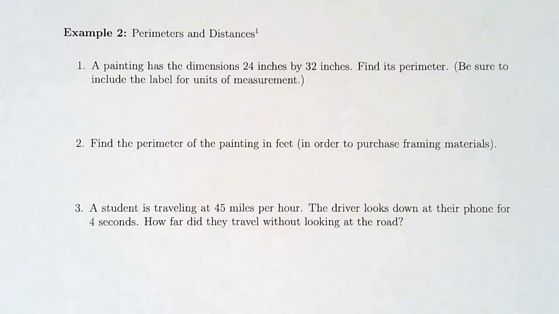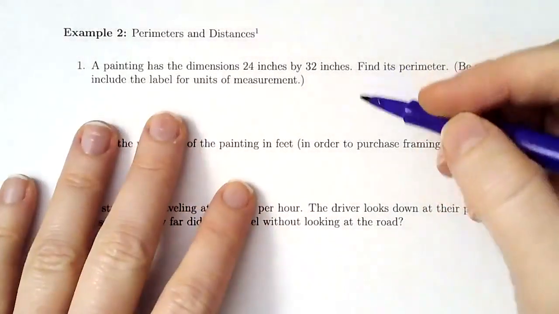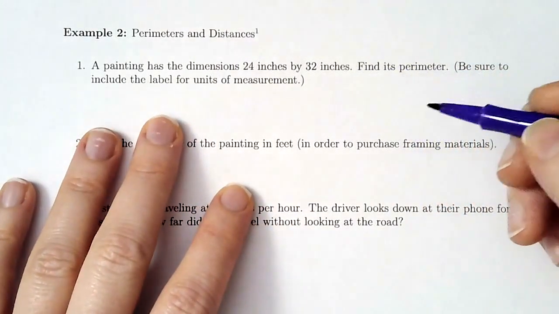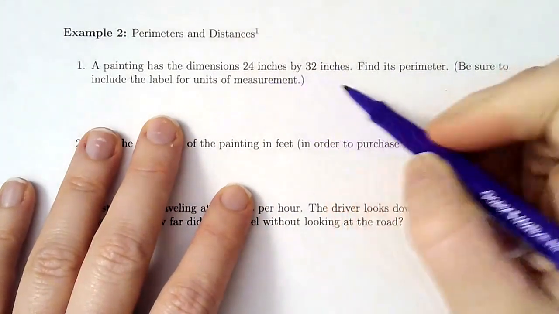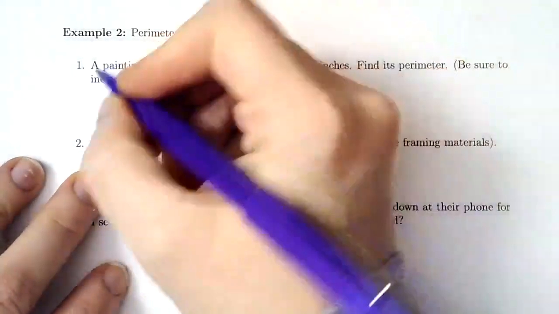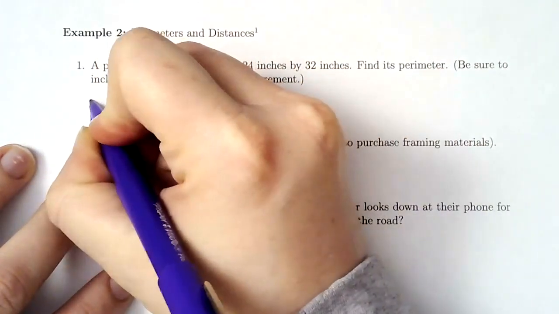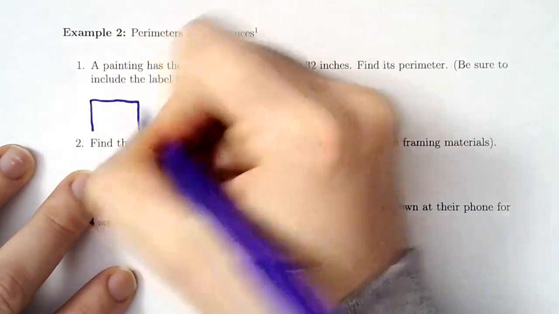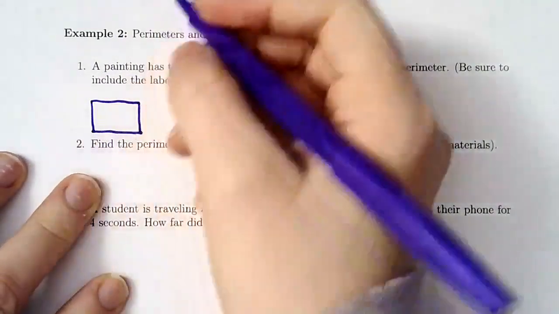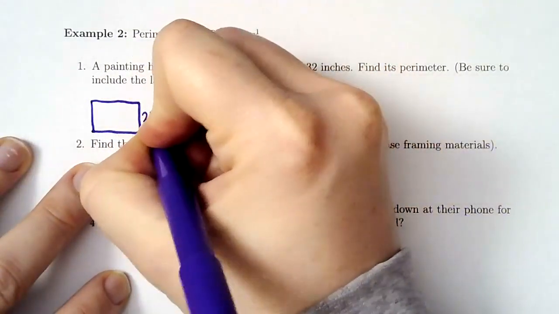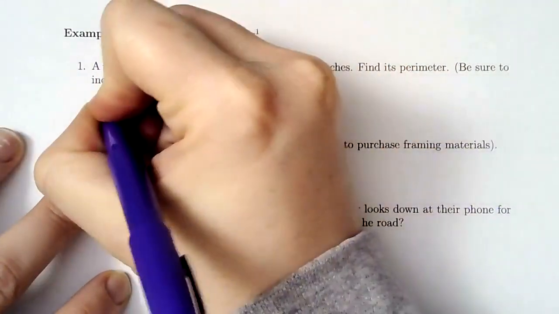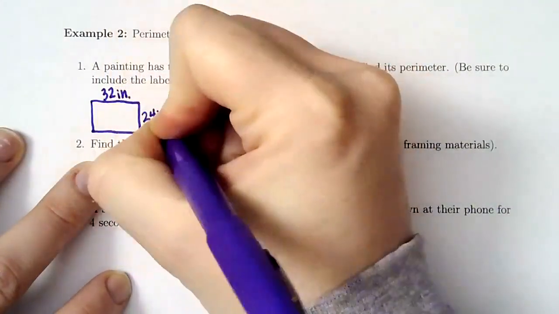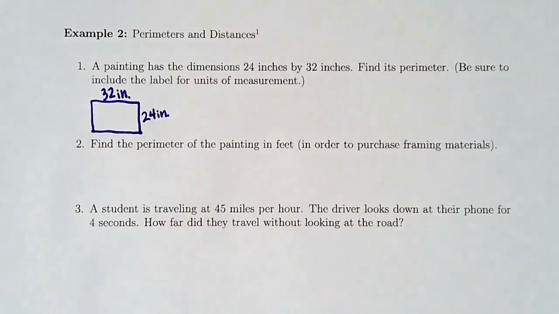In example 2, let's read. A painting has the dimensions of 24 inches by 32 inches. I'm going to draw that. Find its perimeter. Be sure to include the label for its units of measurement.